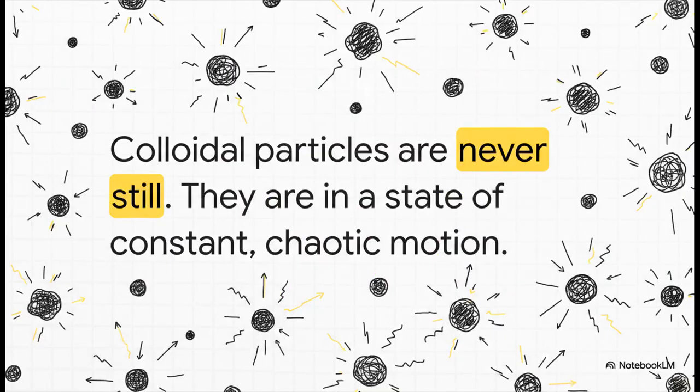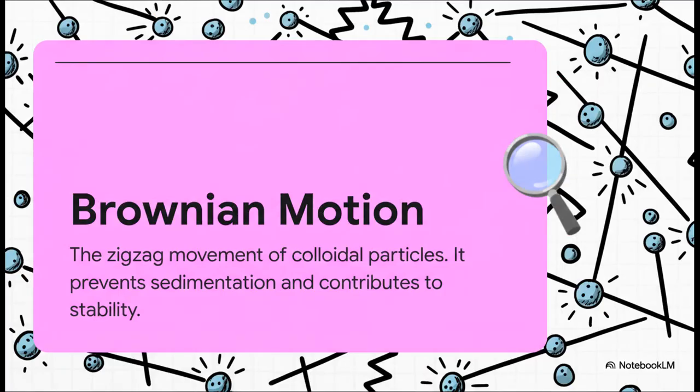Next up, their kinetic properties. The big takeaway here, colloidal particles are never still. They're in a constant state of random, chaotic motion, and this movement is absolutely essential for keeping them stable. This perpetual random dance is called Brownian motion.